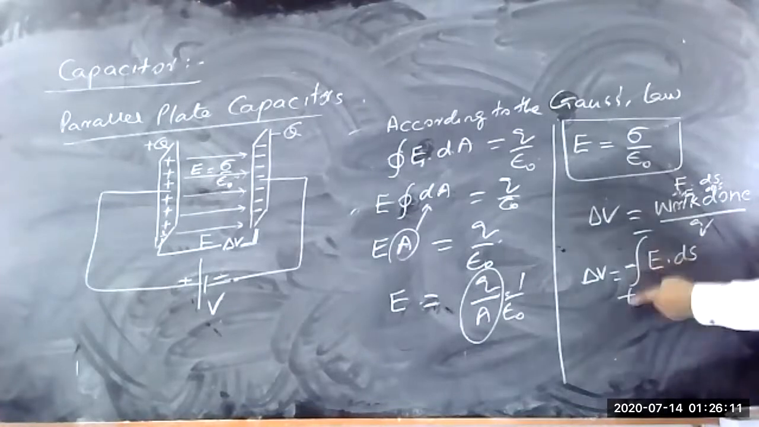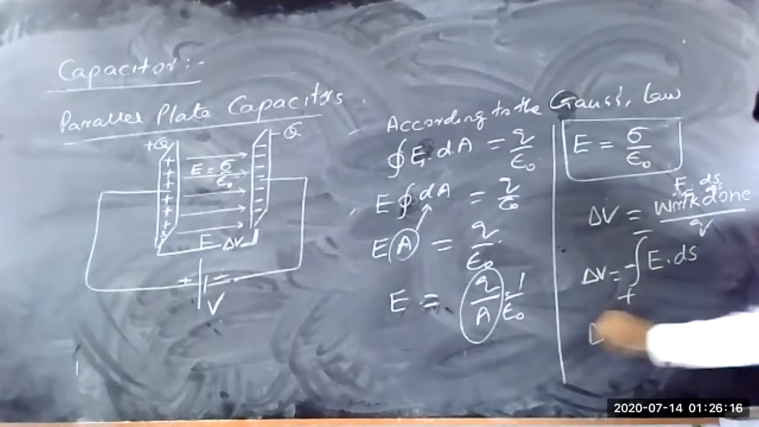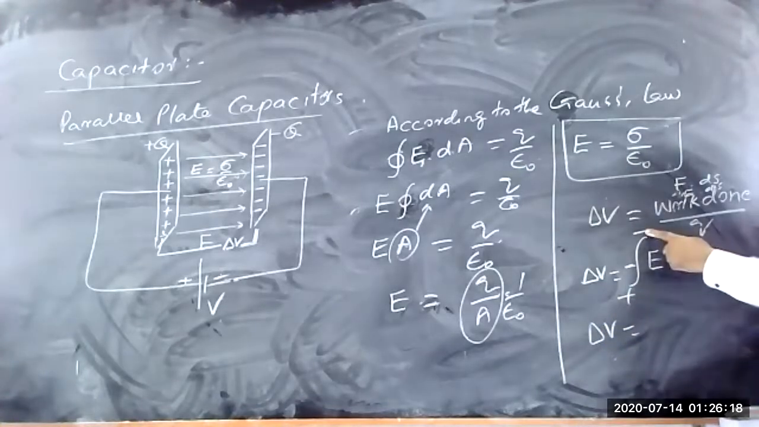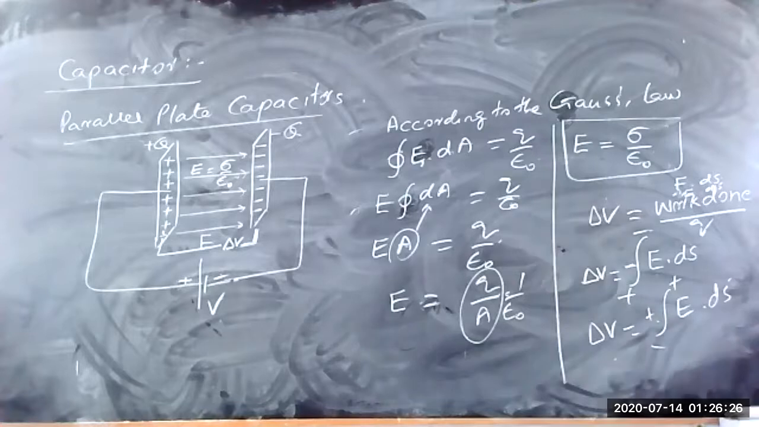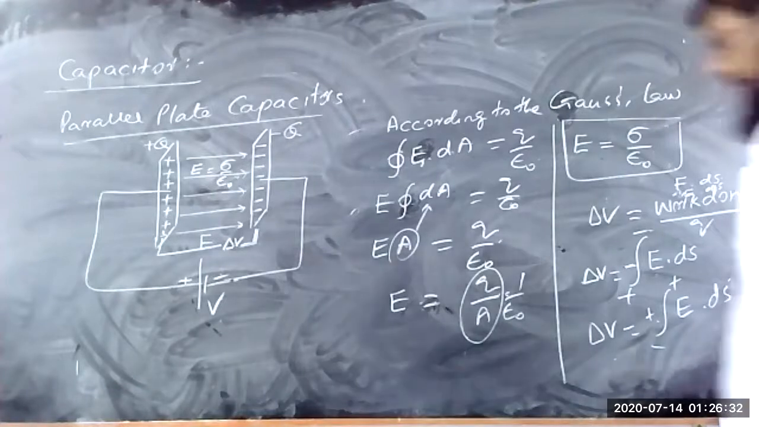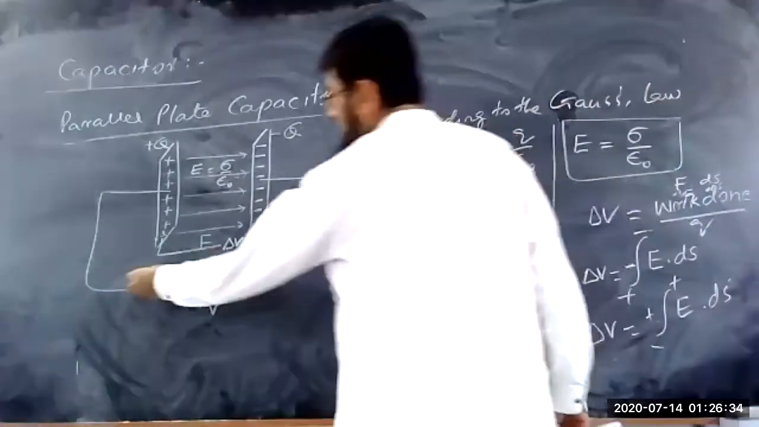So this can be positive when we change the signs of the integral. So this delta V is from positive to negative. If we change it from negative to positive, this becomes positive. So this is equal to the change in potential, or the potential difference between the plates. So the potential difference between the plates is equal to this.